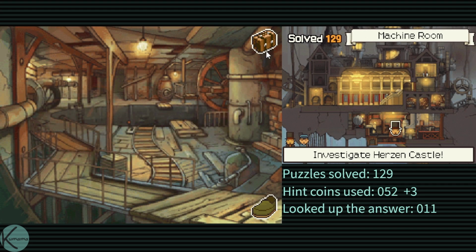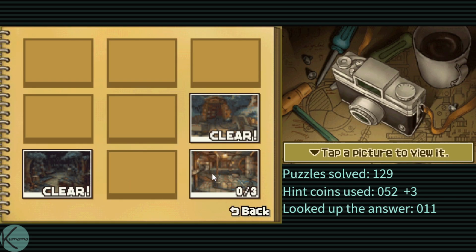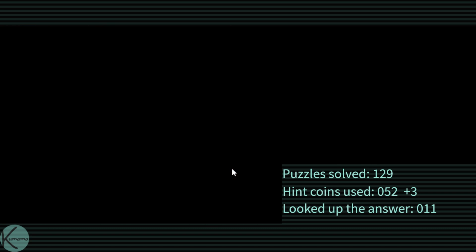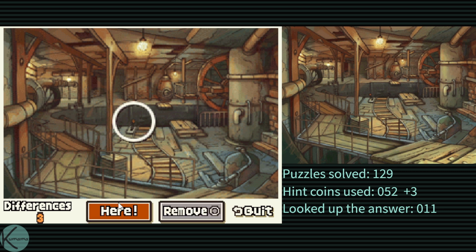Taking a photo of something. And I got the late game photos. Photo number 9, machine room. Okay, the switch is different, it looks like, from the angle. It's on the other side of this posty thing.